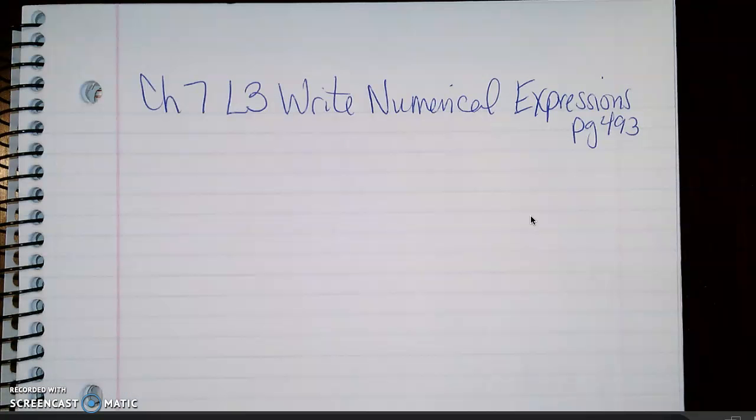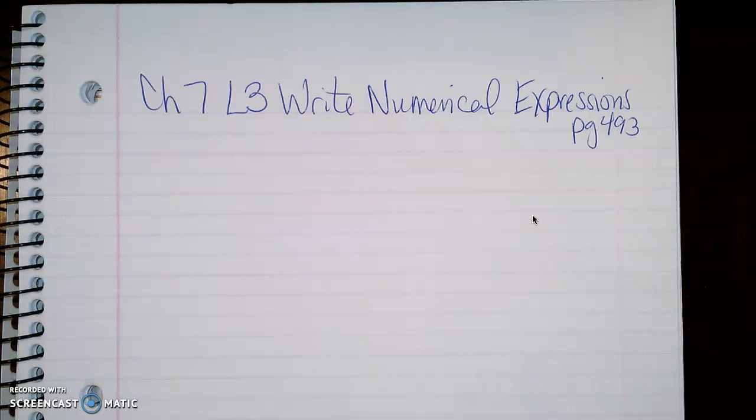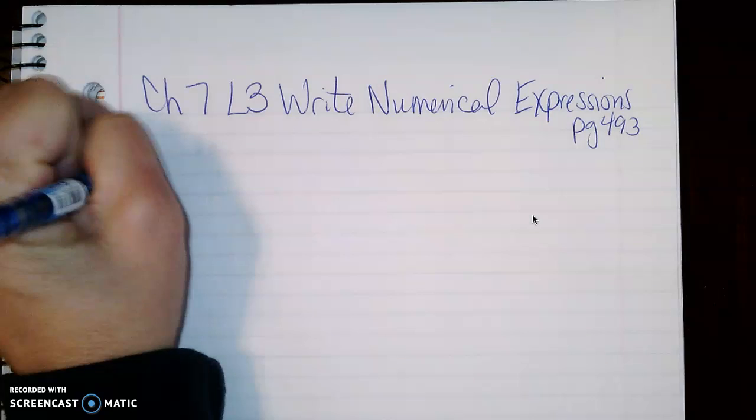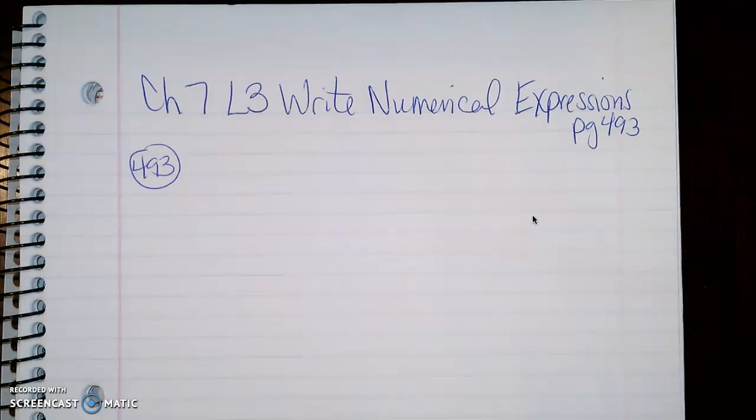Chapter 7, lesson 3, write numerical expressions. The key to this lesson is really paying attention to the words and understanding what the words are telling you. On page 493, it says, Terrell went to dinner with his friends and ordered 3 tacos. Each taco cost $2, and he has a coupon for $1 off his purchase. The total cost in dollars of Terrell's purchase is represented by the phrase, multiply 3 by 2, then subtract 1. Write the total cost as a numerical expression.